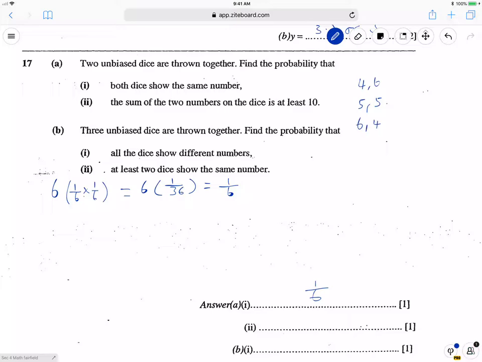Okay. Now 5, 5 can be... But you say at least 10, does 6, 6 count? Yeah, 6, 6 also counts. Now 5, 5 must be counted twice, because it can be first dice 5, second dice 5. Okay, then what else? 6, 6. Any other combination? No more, right? 6, 5. So 5, 6.